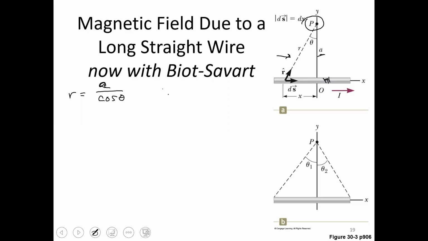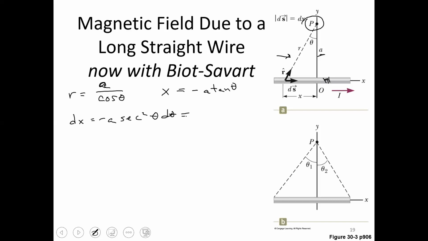All right, what else can we say? We can say that x is related to minus a tangent theta. So we can get everything in terms of our theta. Now, the dx that we have in our equation, we just take a derivative of x with respect to theta. The derivative of a tangent is going to give us a function called a secant, and we're going to have secant squared theta d theta as our dx.